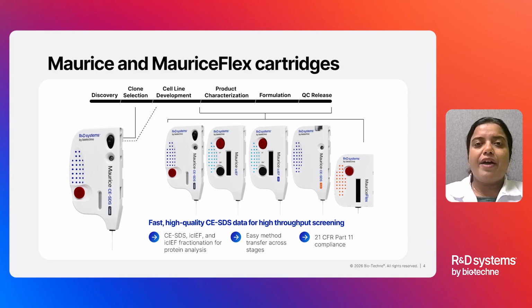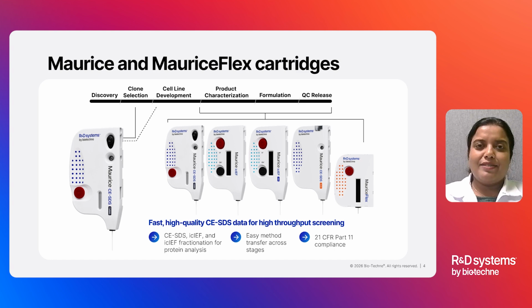In regulated environments, the system also supports 21 CFR Part 11 compliance, making it suitable for both development and QC laboratories. Overall, Maurice provides a flexible, scalable solution that grows with the molecule throughout its life cycle, from early research to final product release.